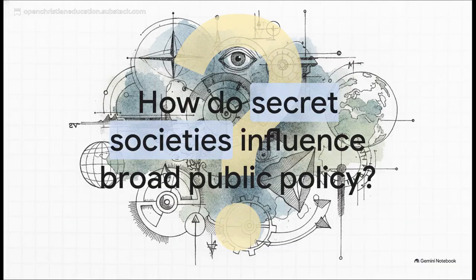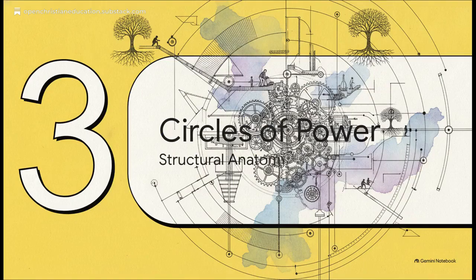Which naturally brings up a pretty crucial logistical question, doesn't it? If these core societies are operating in absolute, strictly enforced secrecy, how does a totally hidden agenda actually translate into mainstream geopolitical action? How do they pull the levers of power without exposing the core members? Let's explore that in Part 3, Concentric Circles of Power.